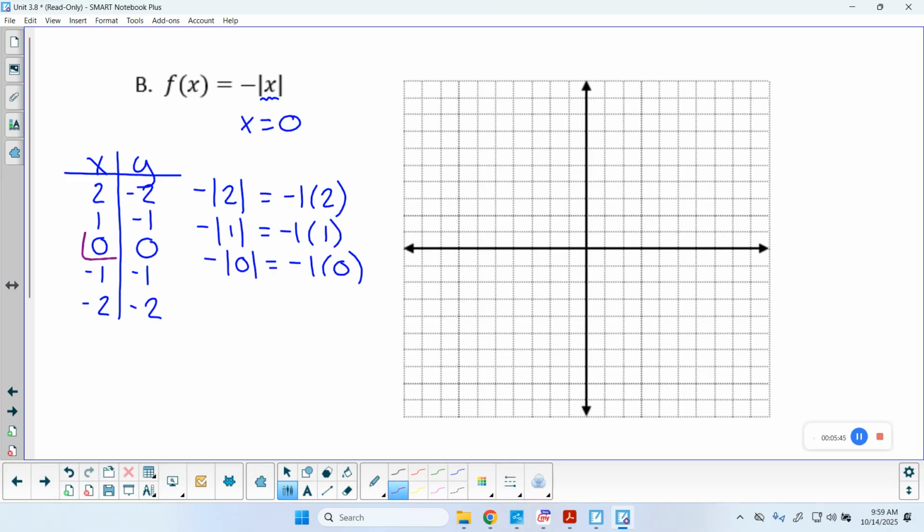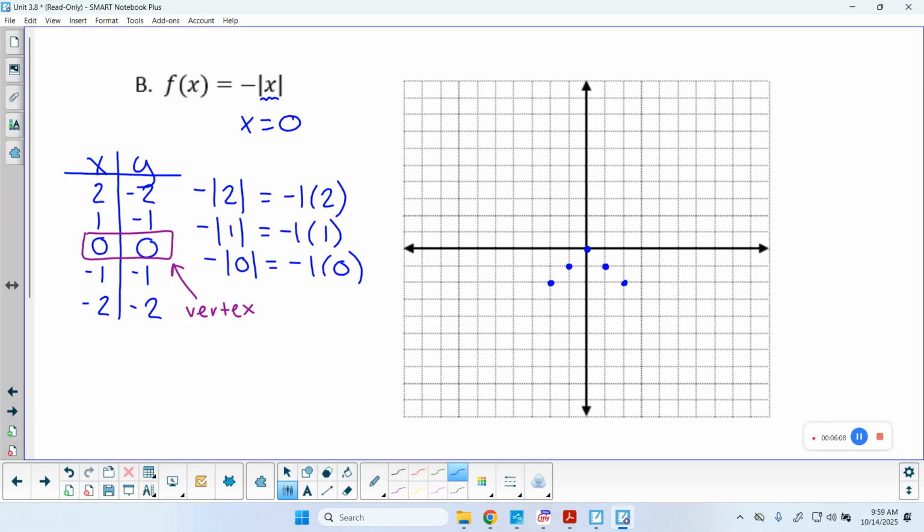So remember, this middle right here, that is our vertex. So our vertex point is at 0, 0. Now we're going to go ahead and plot all these. So we have points at 2, -2, 1, -1, 0, 0, -1, -1, and -2, -2.